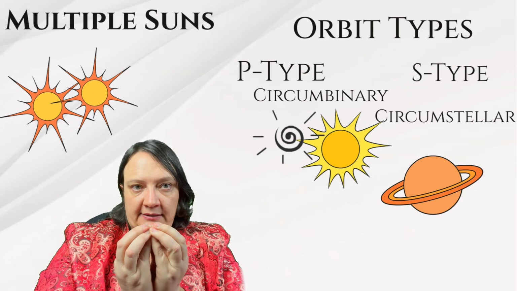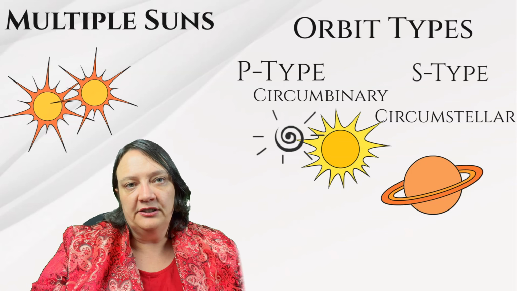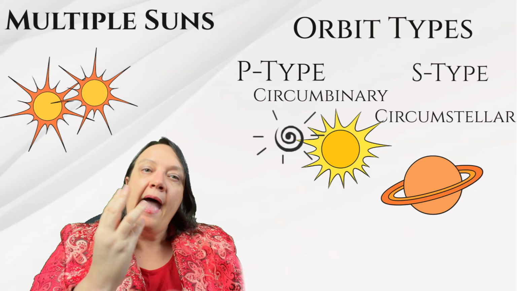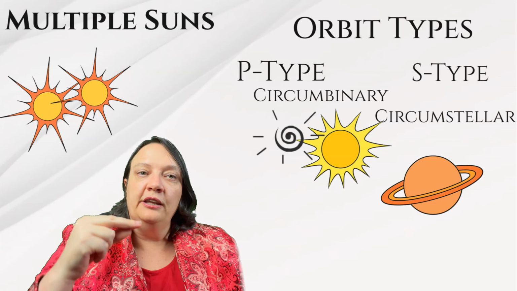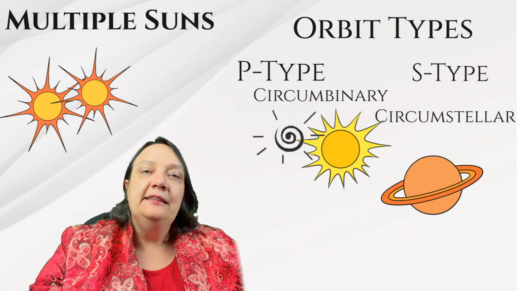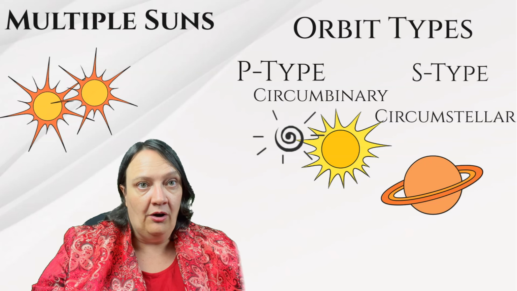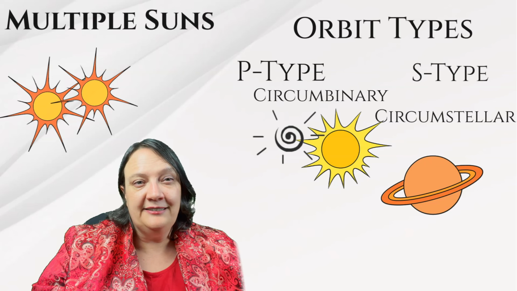However, a P-type orbit can also lead to more extreme seasons, as the planet may experience periods of intense heat when both stars are on the same side of the sky, and periods of prolonged darkness when the stars are on opposite sides. These extreme conditions can lead to the development of very hardy and adaptable life forms, as well as some pretty fascinating creatures and societies that we will talk about.